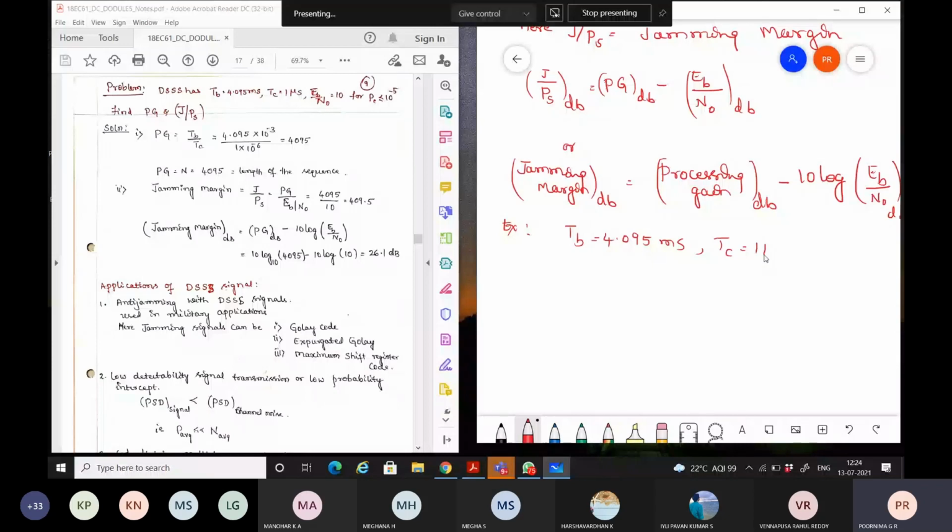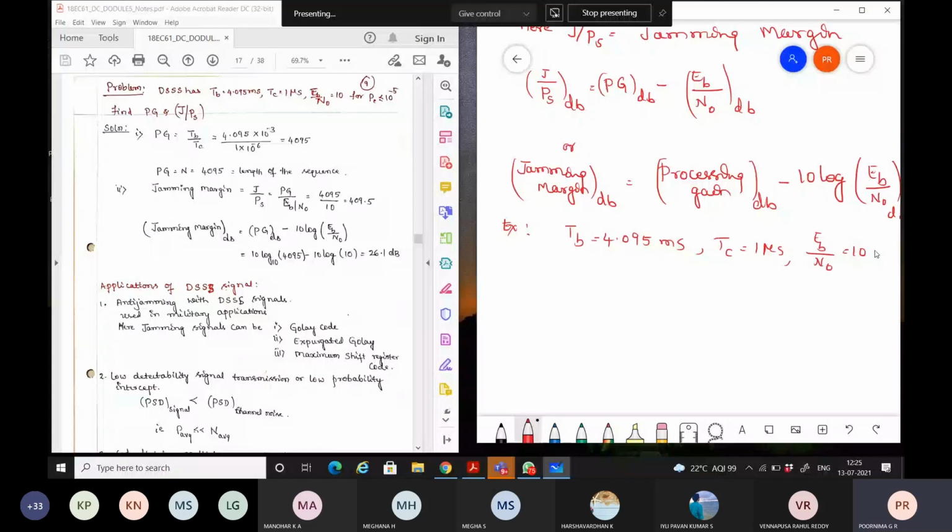Or jamming margin. First, since we know the TB value and TC value, at the first step, find the processing gain, which is TB by TC. If you substitute TB as 4.095 milliseconds and TC as 1 microsecond, it is approximated to 4095.